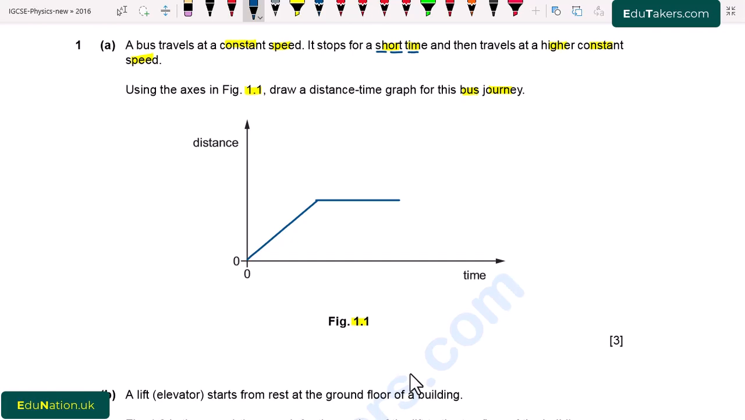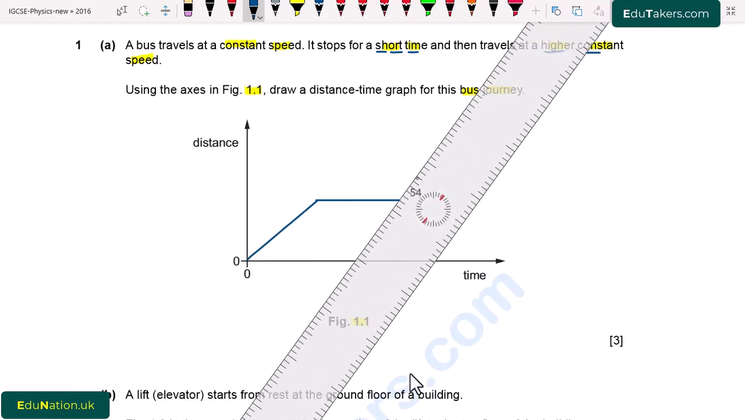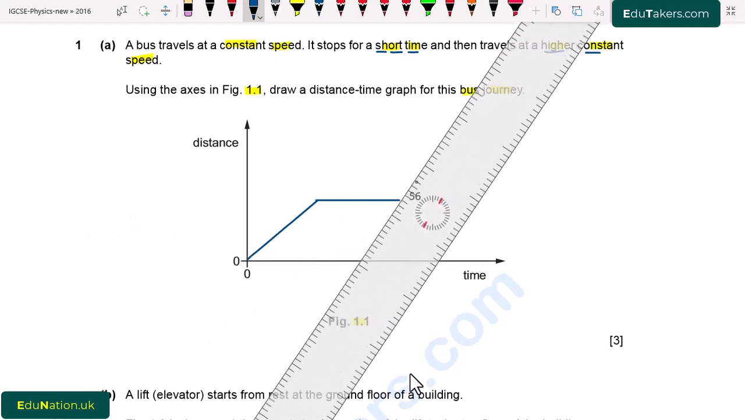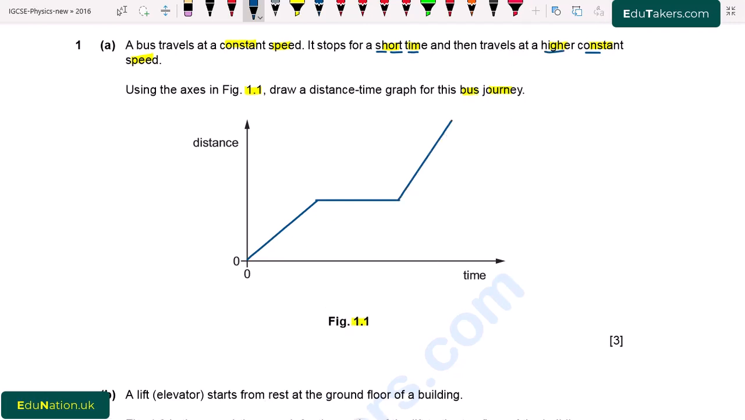And the third part is that it then travels at a higher constant speed. Again, the bus starts to travel at a constant speed, but this time its speed is higher. So its graph will also be a straight line. I am going to draw it here. So this graph basically shows the journey of the bus.